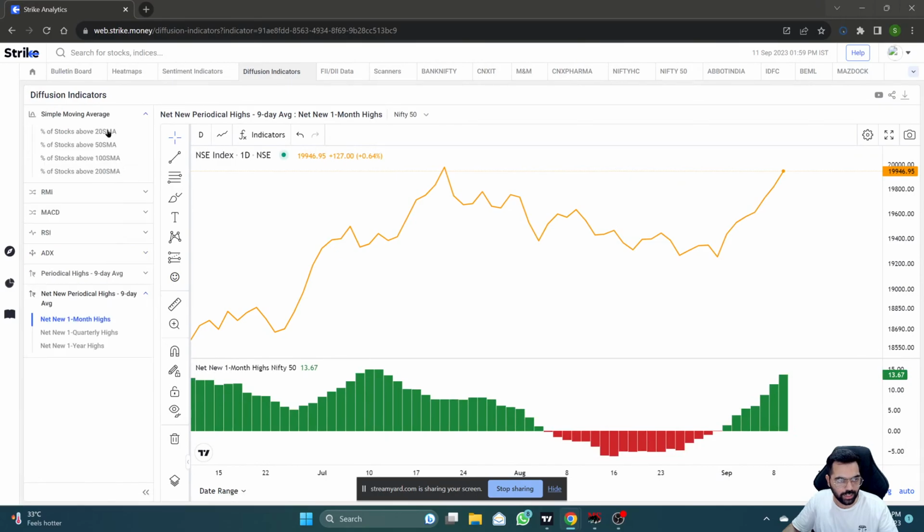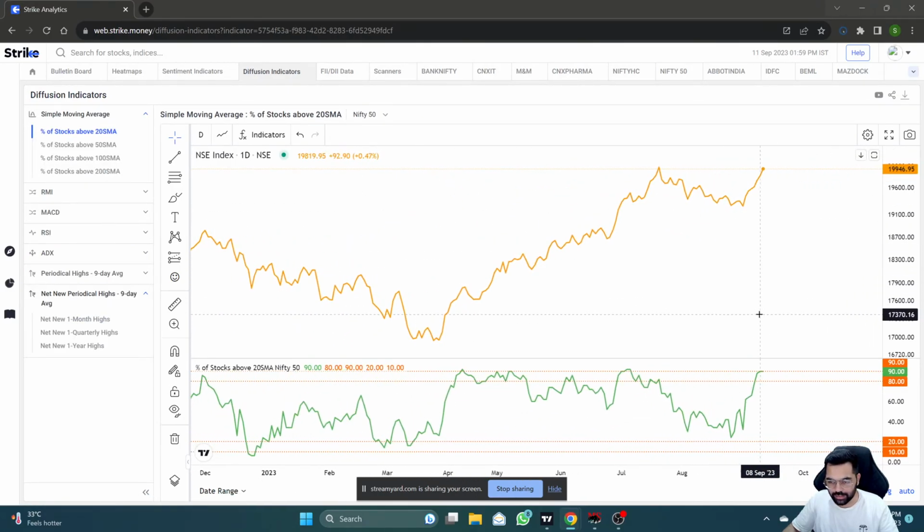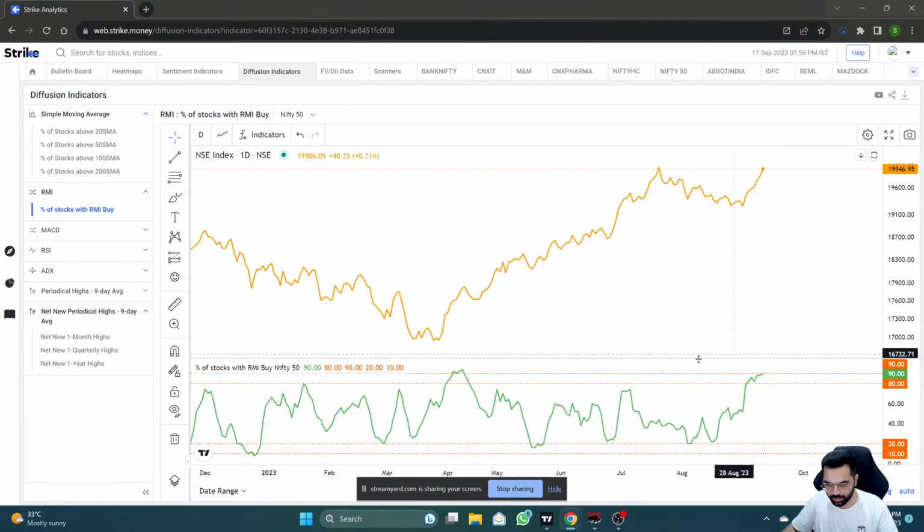But if you do look at some of the diffusion indexes, you will feel that yes, the data is in the overbought zone. The stocks above 20 DMA is right at 90 for 2 days, but you can see here previously it can stay up in that 80-90 zone for a while. All we get are small pullbacks that are mostly buying opportunities on the dips. Even if we look at the RMI, stocks with RMI buy is also at 90.